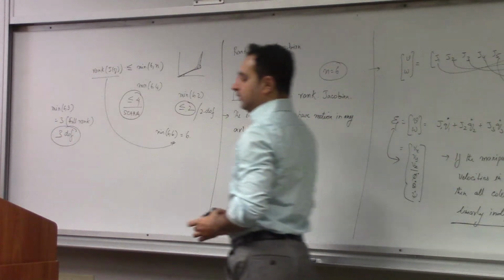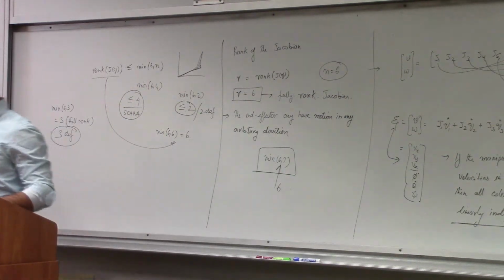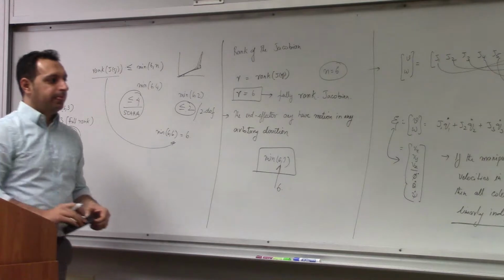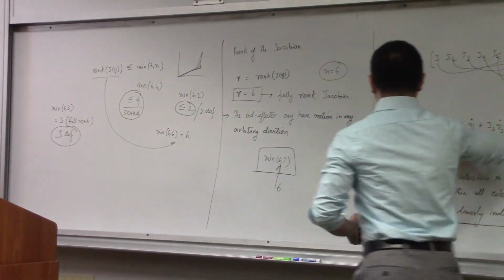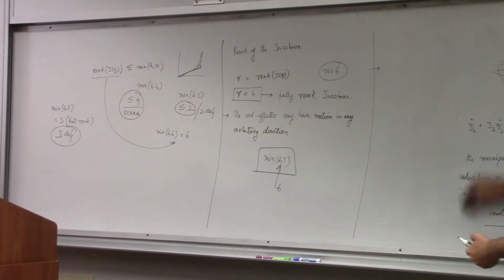Huh? Any answer? Why is it limited to 6? Because there are only 6 variables. Exactly. You only need 6 independent variables to define the motion in 3D space: 3 for positioning and 3 for orientation. If you have a 7th or 8th degree of freedom, it's a redundant configuration.